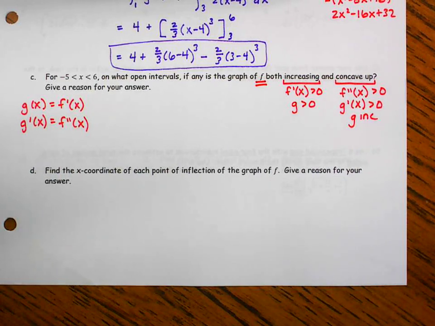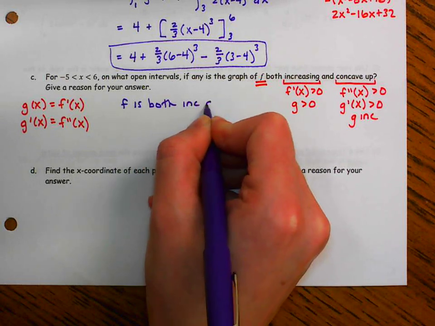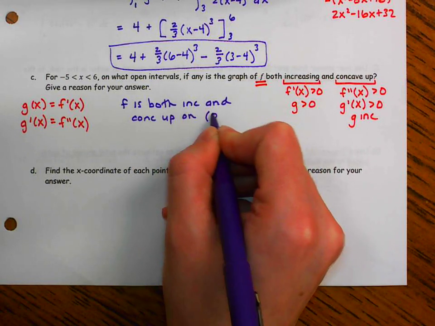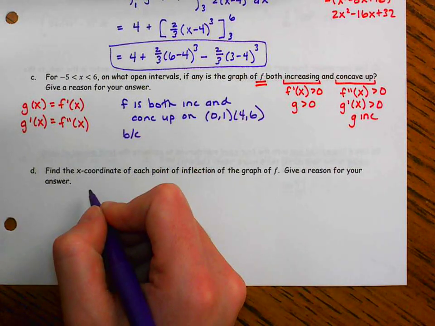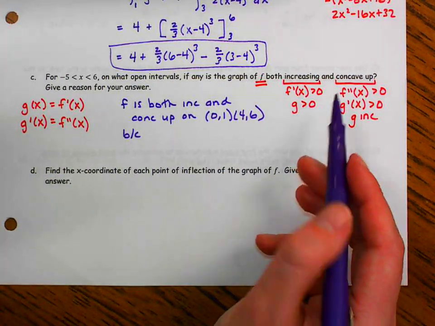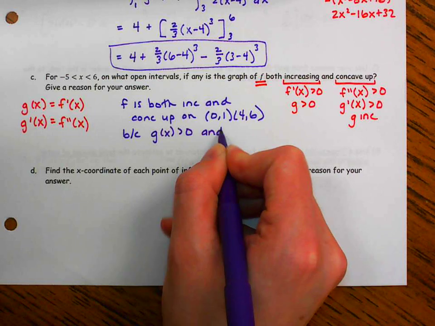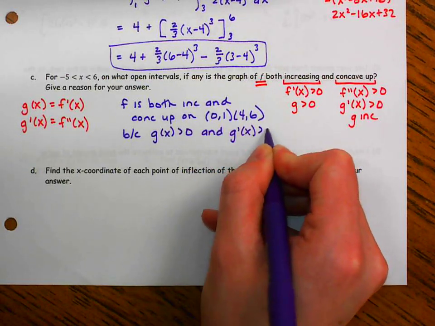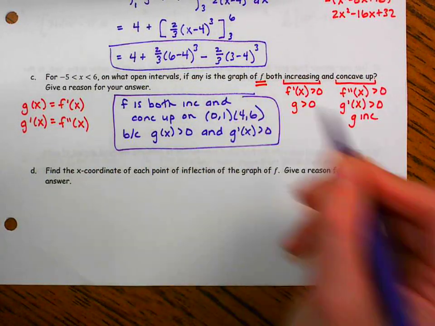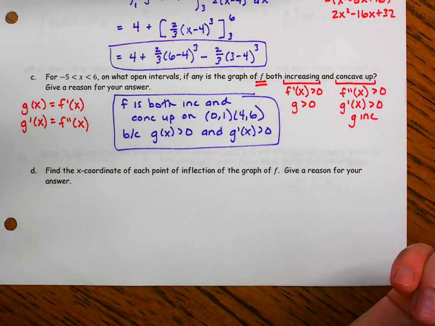So I can say f is both increasing and concave up on 0 to 1 because, since I've made clear statements about f and g, I can really use either at this point, but I'm going to use g because that's what my graph has, because g of x is greater than 0, and we can either write g prime of x is greater than 0, or you could write g is increasing instead of this. Okay. If this were on the AP exam, you'd likely get 1 point for this interval here, and then 1 point for your justification. So now let's look at part D.